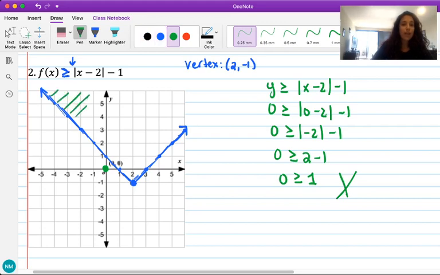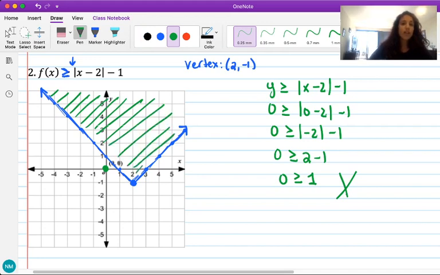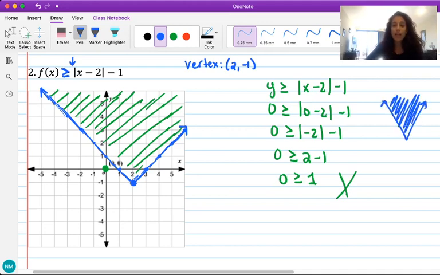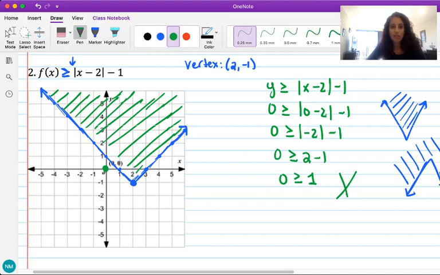Now, with absolute value functions and quadratics, but we're not doing quadratics until later, you are either going to shade inside the V or outside the V. So it's either going to look like this, right? And I always shade with lines because when we do systems, it looks nicer. Or it's going to look like this, everything else outside of it. So just a heads up that it's going to be everything inside or it's going to be everything outside of the V. And there's your solution set.